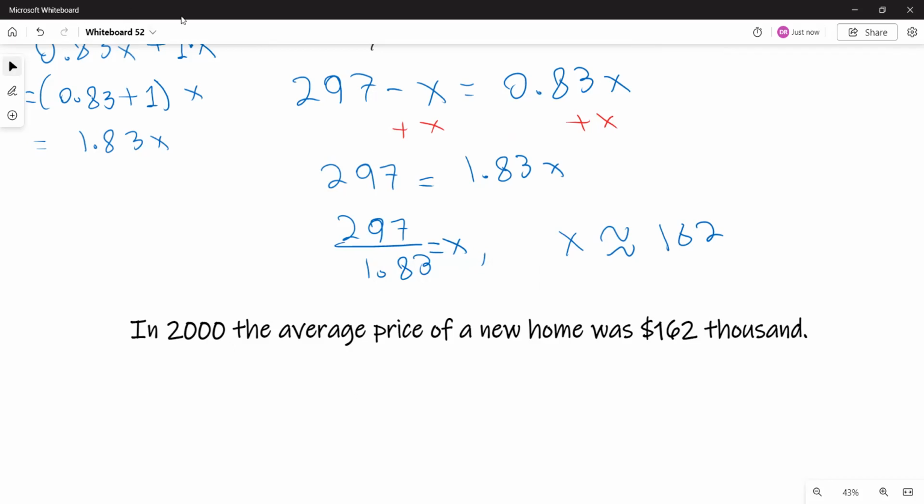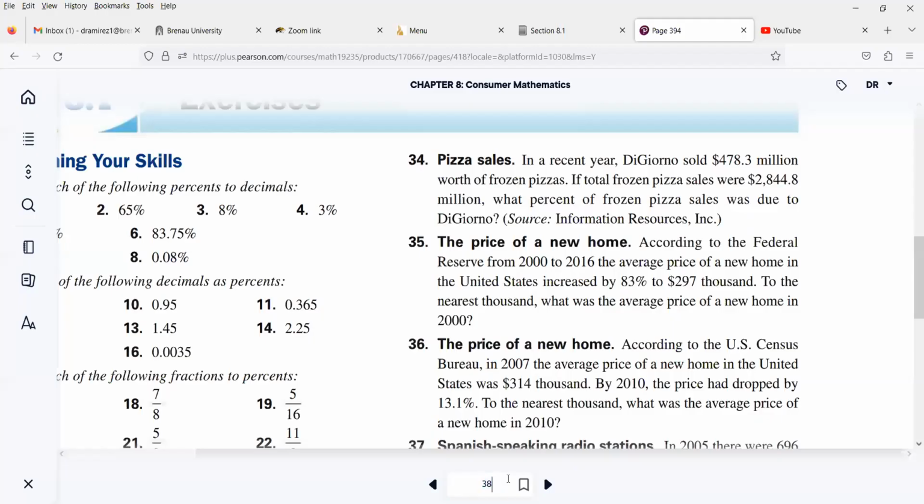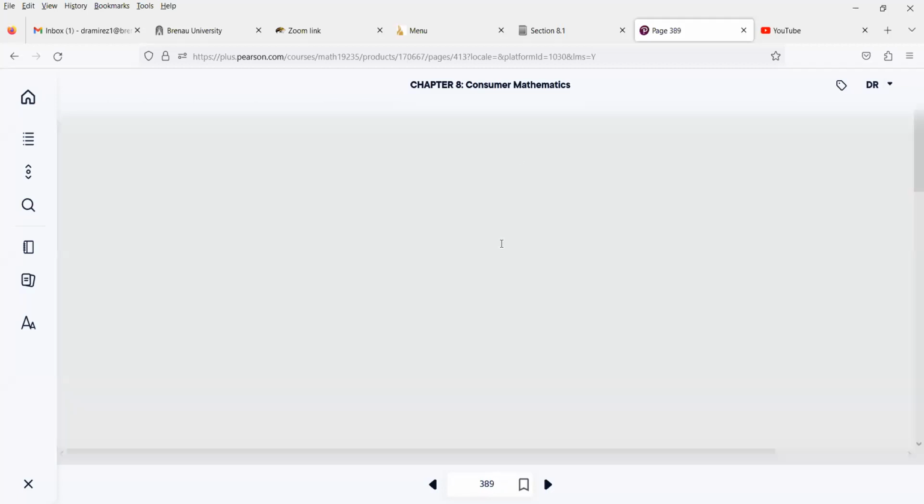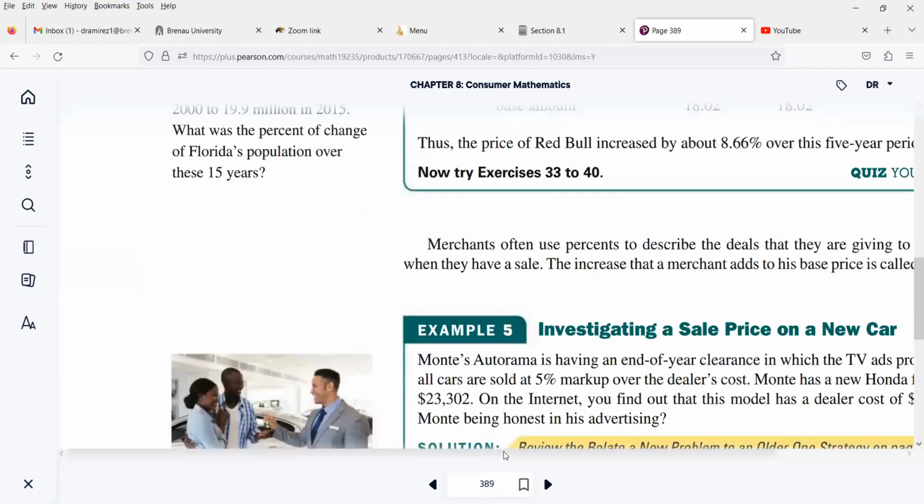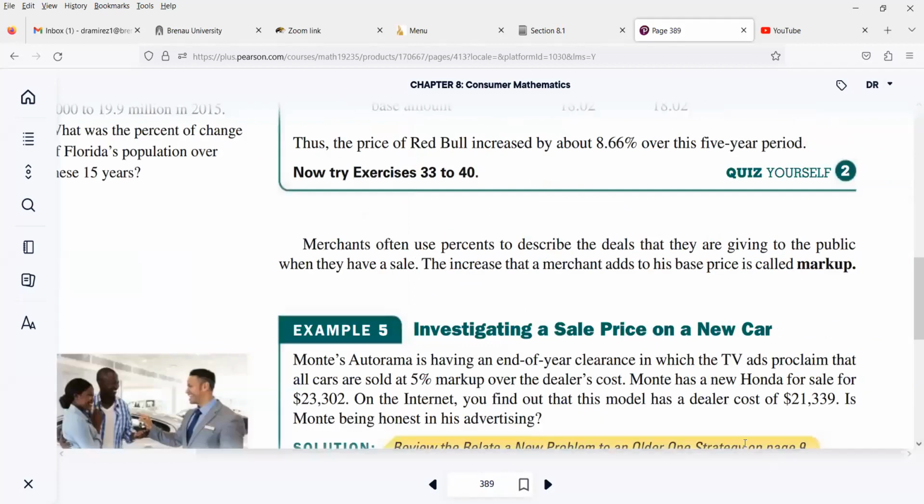So a variation of the percent of change formula is the markup. It works the exact same way as the percent of change. Merchants often use percents to describe the deals that they are giving to the public when they have a sale. The increase that a merchant adds to the price is called markup. If you go to a department store, you're going to see the suggested retail price. That's going to be the base price plus the markup.